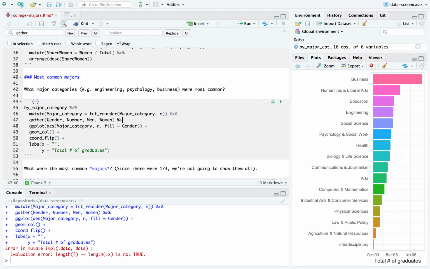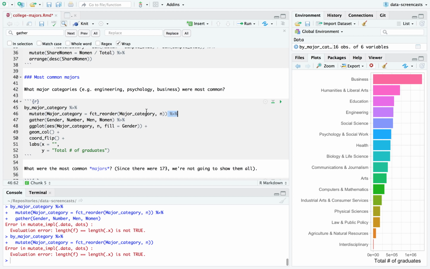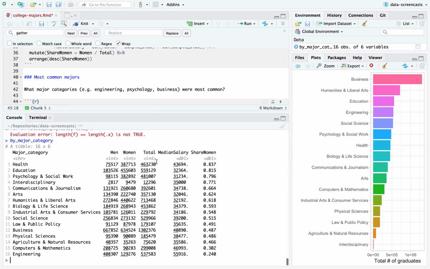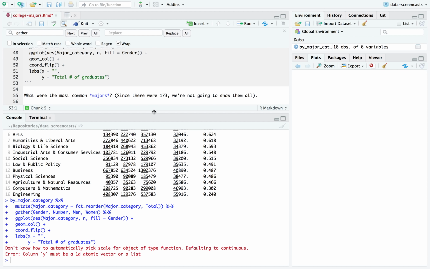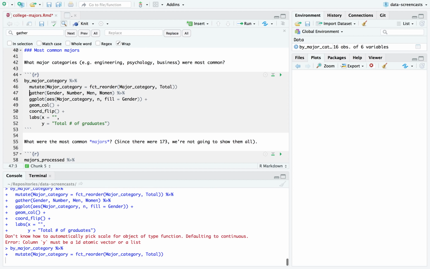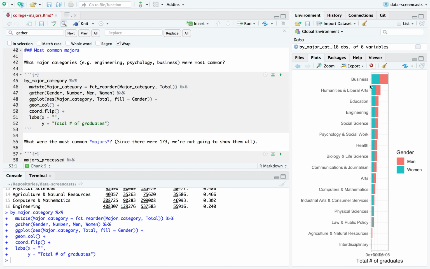And I got a bug. What bug did I get? fct_reorder major, n. It's not called n in this table. It's called total. Back here when I did fct_reorder, I needed that to be called total. Gosh. Oh, it's this n down here. I had neglected to rename either of them. That's what happens when you try and reuse your own code too much.